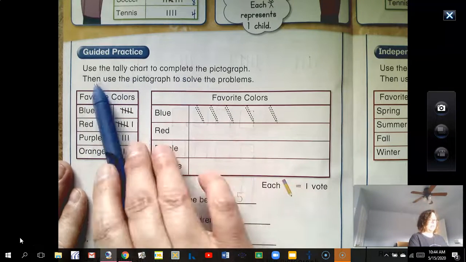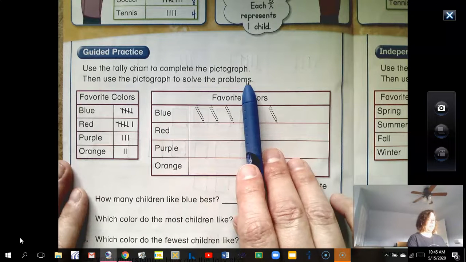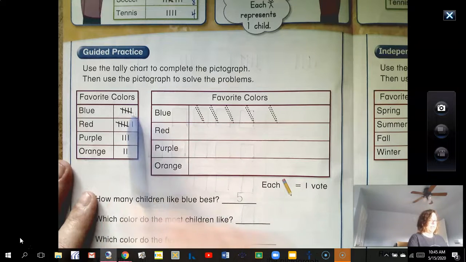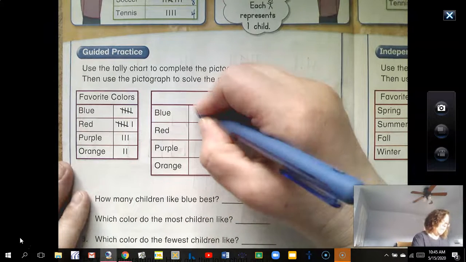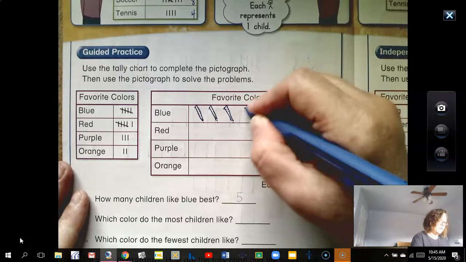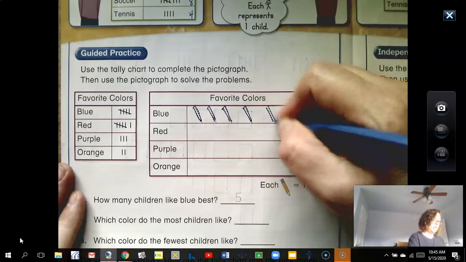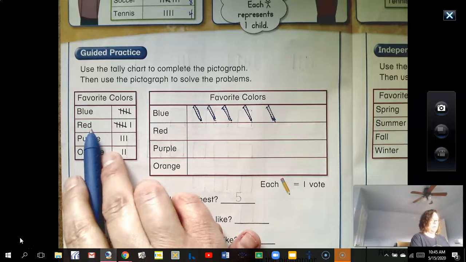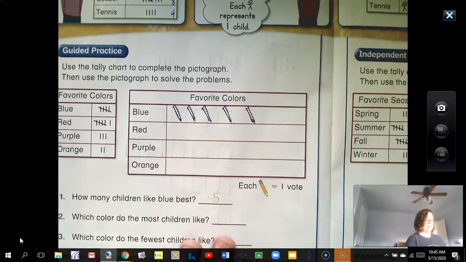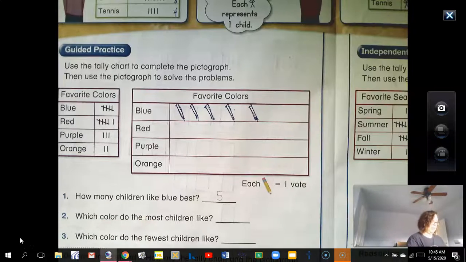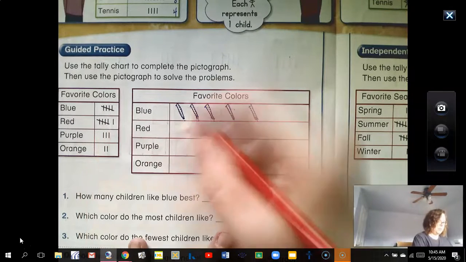All right, so let's take a look at this one. Use the tally chart to complete the pictograph, then use the pictograph to solve the problems. Okay, blue, there's that group of tallies, it's 5, so they drew 5 pencils. Mine aren't perfect, but whatever. And then red, and you could do that like with colored pencils if you'd like. So red, there's 5, and then one more 6.